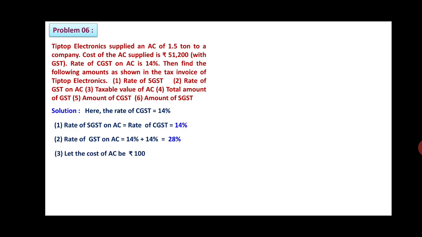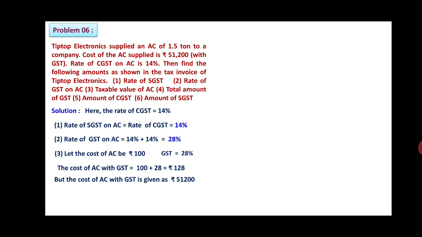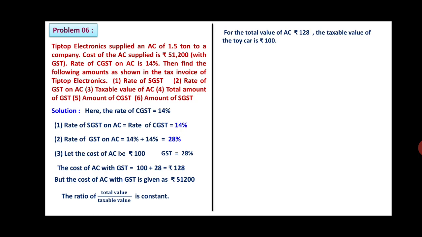Third one, let the cost of AC be rupees 100. In the third, we have to calculate the taxable value of the AC. So let us consider the cost of the AC be rupees 100 and GST is 28%. So the cost will become cost plus GST, 100 plus 28, that is 128. But the cost of AC with GST has been given as 51,200. Therefore, the ratio of this total value upon taxable value is always constant. Therefore, for the total value of AC rupees 128, the taxable value is 100.